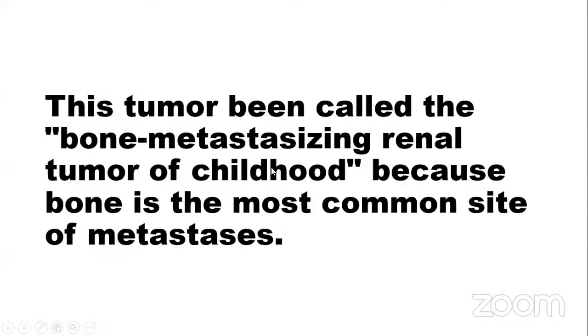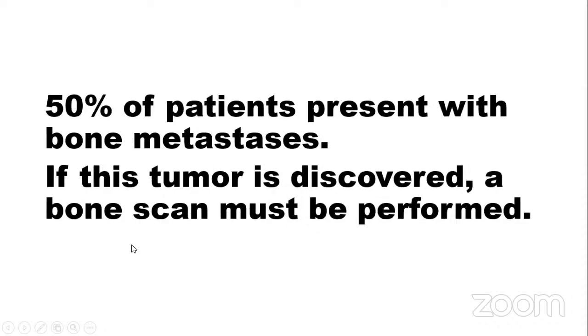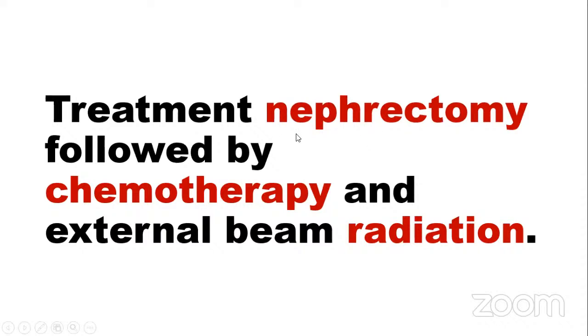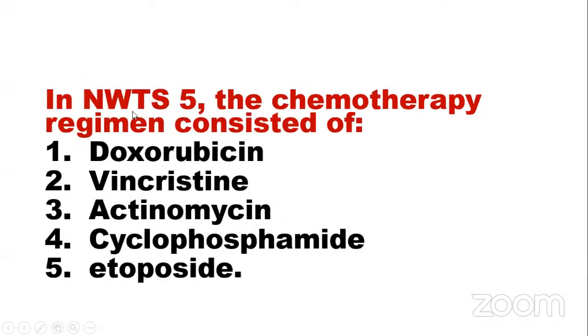Clear cell sarcoma of the kidney is known as the bone metastasizing renal tumor of children because bone is the most common site of metastasis. 50% of the patients present with bone metastasis. If this is discovered, a bone scan must be performed. This tumor has worse prognosis than Wilms tumors. The treatment is nephrectomy followed by chemotherapy and external beam radiation for bone.